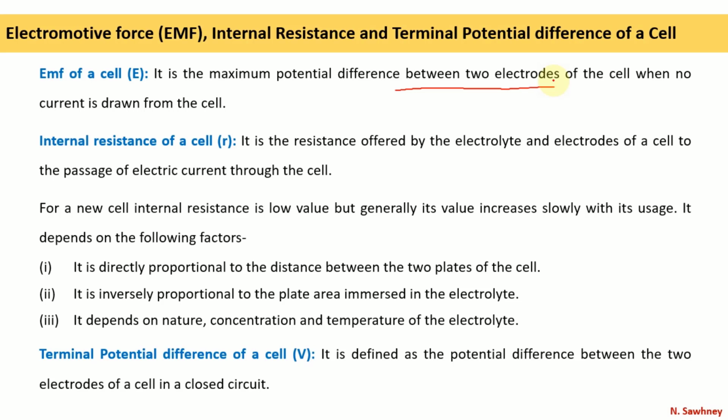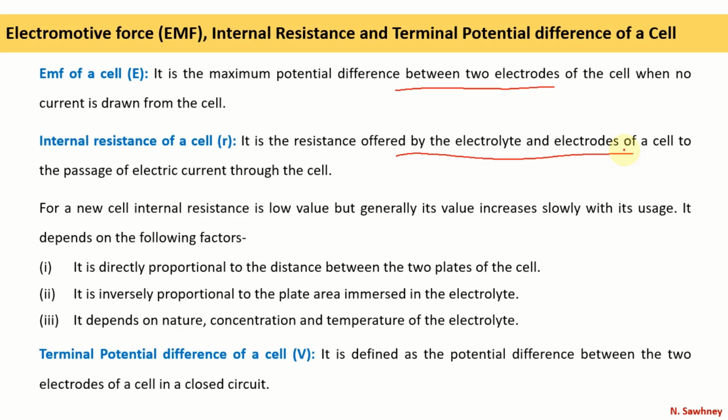Now, internal resistance of a cell. It is the resistance offered by the electrolyte and the electrodes of a cell to the passage of electric current through the cell. For a new cell, the internal resistance can be low, but generally as we keep on using the cell, its value increases, but slowly. This internal resistance depends upon the following factors.